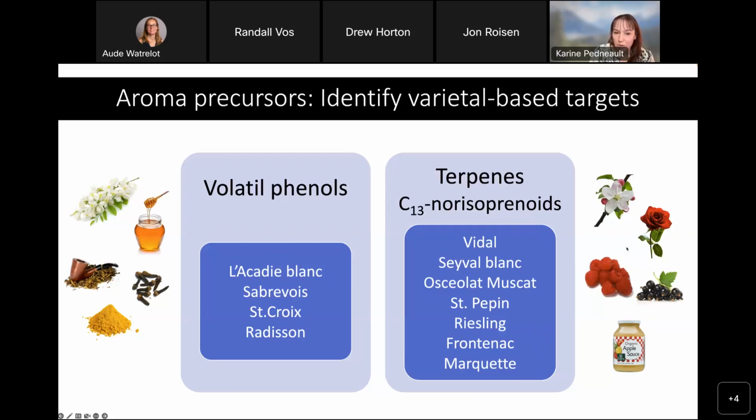You want to consider what's going on at your site when you select your varieties, what you're going to plant, because if you tend to have always a warmer spring and a cold veraison, maybe it's better to go for a volatile phenol variety, because you're going to be able to really express the varietal aroma of those varieties. On the other side, if you tend to have a warmer fall, maybe you can focus on terpene varieties, for example.